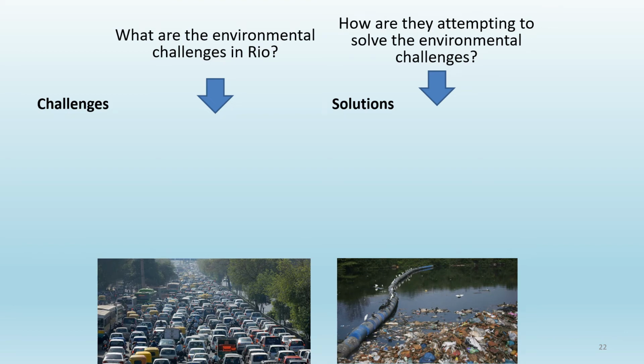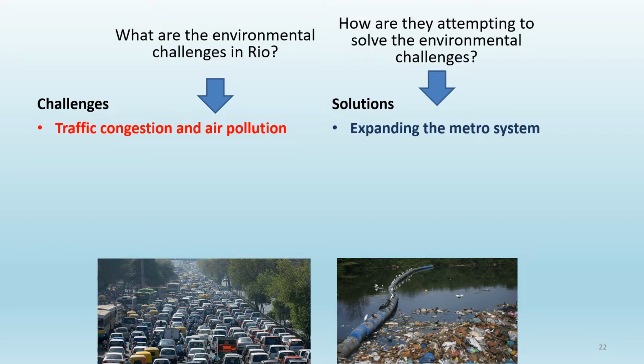What are the environmental challenges then? If there's more and more people, we know that traffic congestion is going to be an issue with air pollution. So the solution to put in place for that is they are expanding the metro system. That means they are increasing the public transport system. Therefore, there are fewer cars on the road. Therefore, there's less traffic congestion and people can get to work.